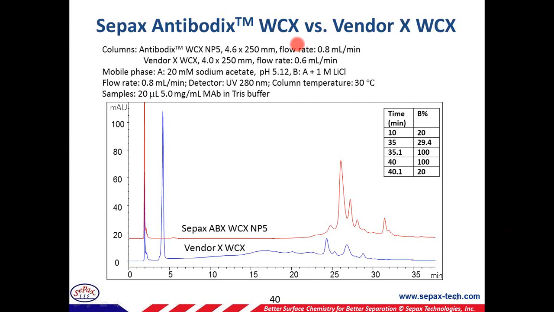Okay, so how do we compare the WCX, our Antibodies WCX and the vendor's WCX? This is the same mAb 321 using sodium acetate and lithium chloride. As you can see, we do get good separation when we put the competitor's column under the same condition. We do see some separation. However, most of the mAb did not get retained on the column. It came out in the 10-minute flow through. So further modification for this column will be needed if you want to improve the resolution, but we don't know if we can get to the same resolution as our ABX WCX.